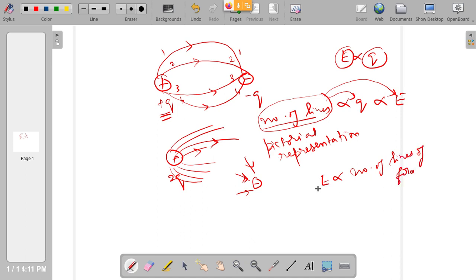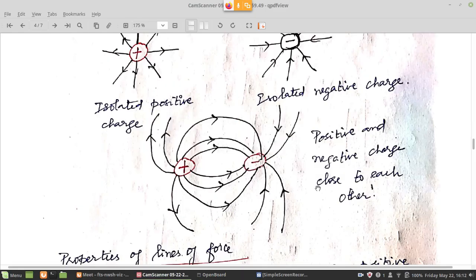More lines of force means electric field is stronger. Less lines of force means electric field is weaker. So for a charge of Q we have 4 lines, let us say. For a charge of 2Q we have 8 lines. For a charge of 3Q we have 12 lines, like that.